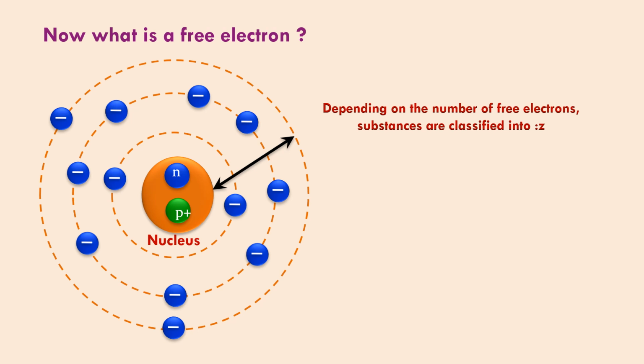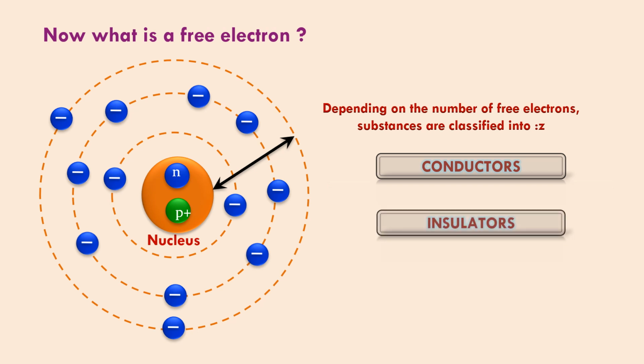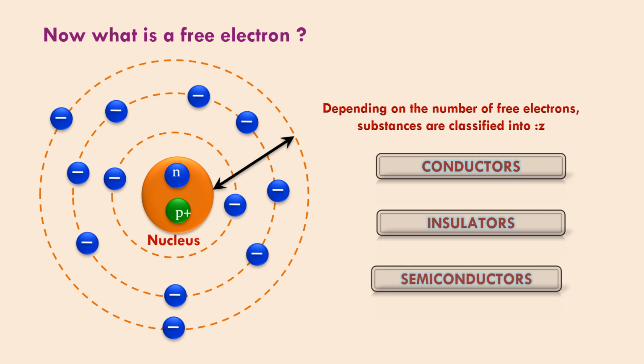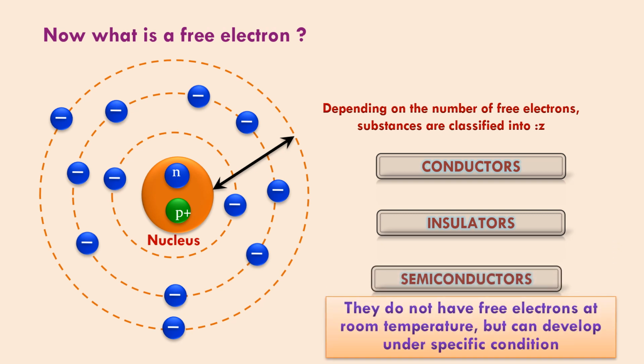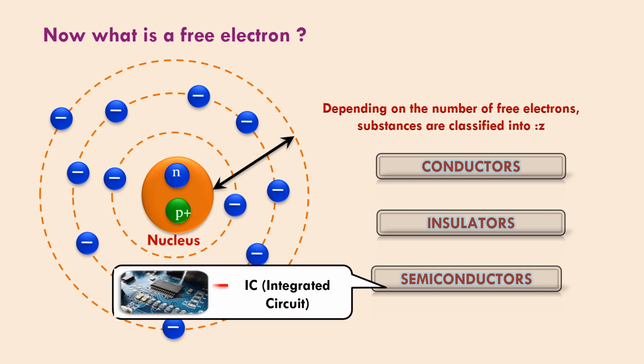Depending on the number of free electrons, substances are classified into conductors, which have a large number of free electrons that are charge carriers; insulators, which have less or practically no free electrons; and semiconductors, which do not have free electrons at room temperature but can develop them under specific conditions. The SIM card is made up of semiconductor. An IC, integrated circuit, is a similar example of semiconductors.